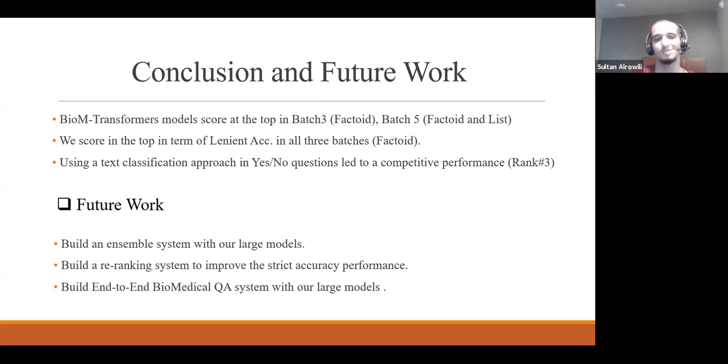And yeah, that's it for our presentation. I hope that we presented our work clearly, and I thank everyone who participated in this challenge. It's proof that we can work together to improve the performance of a demanding task, which is biomedical question answering. Thank you, everyone. Thank you very much, Sultan, for your presentation.